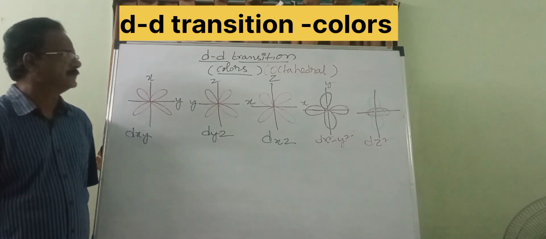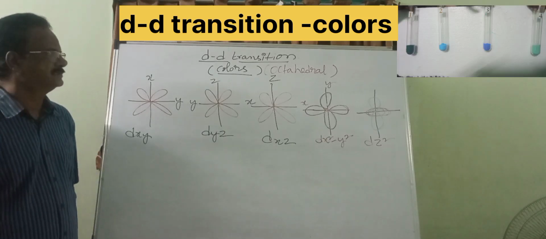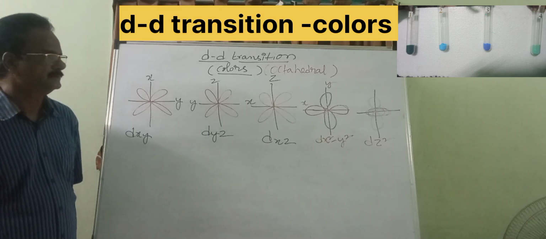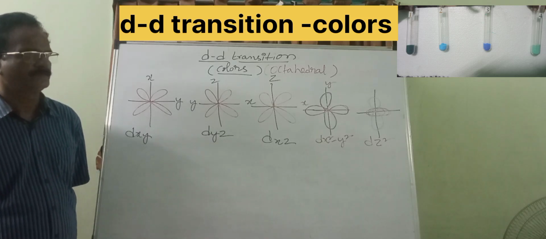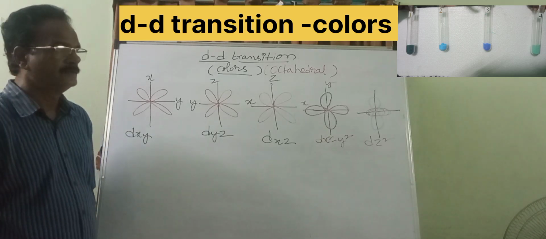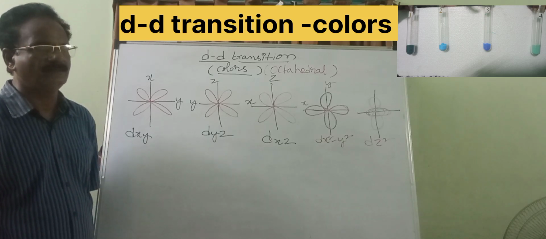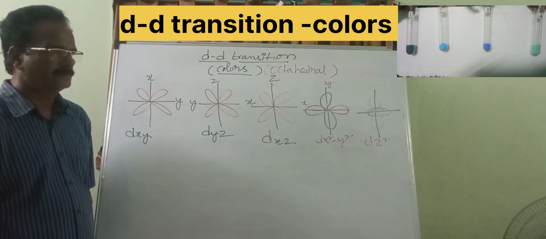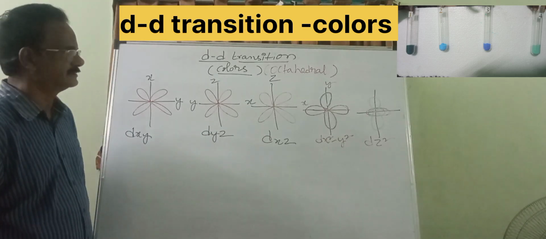Welcome to chemistry class. So today's topic is d-d transition. d-d transition in complexes or any other ionic compounds of transition elements is responsible for colors. So in presence of ligands like water, ammonia, some of the salts of transition elements will exhibit colors. So the reason responsible for those colors is d-d transition.